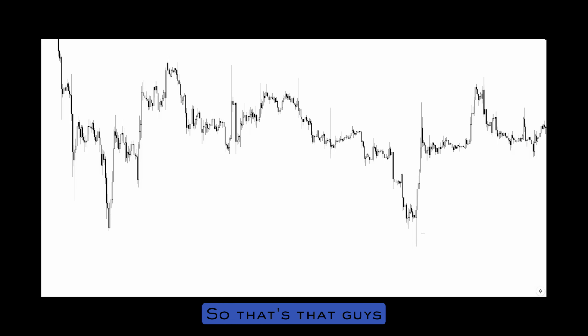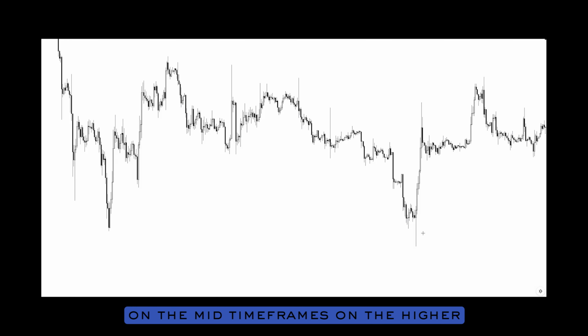So that's that, guys. Hopefully that has been useful. This is an excellent pattern to use, a great pattern on the mid time frames, on the higher time frames especially, but you can also use this on the lower time frames as well. If you're looking to scalp, you just have to keep in mind what the current higher time frame trend is and where you sit in relation to that trend.